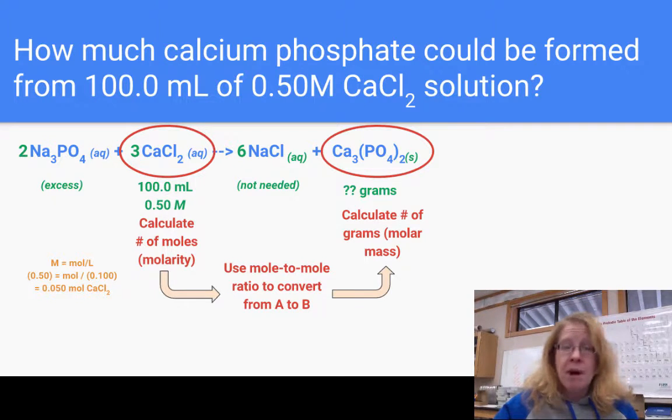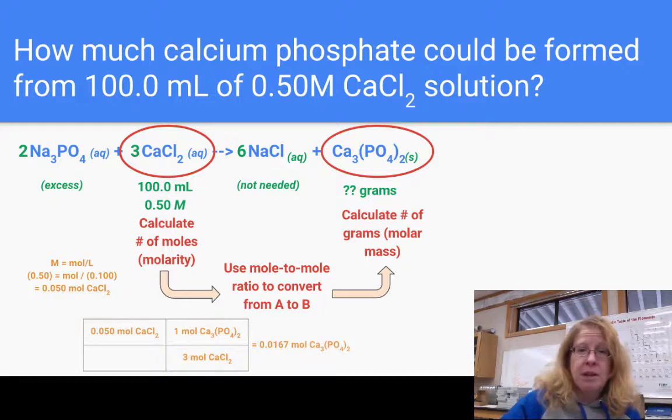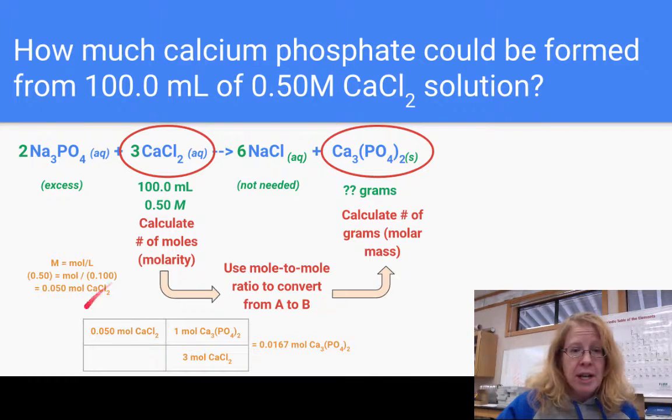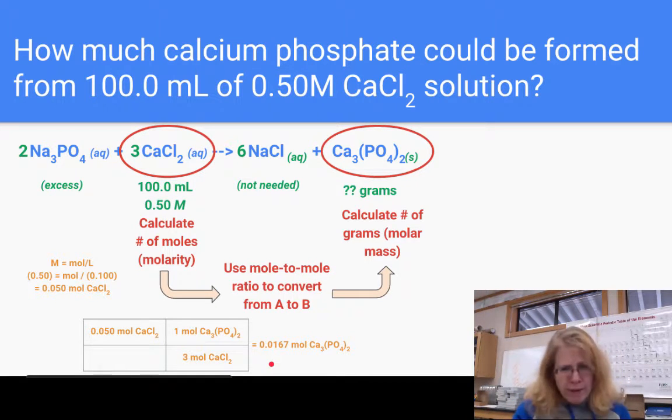Now the next step is to use my mole to mole ratio. So here's my little tiny wonder fraction. I'm starting with 0.050 moles of calcium chloride, and they're in a 3-to-1 ratio, and those numbers again come from the balanced equation. 3 moles of calcium chloride, because that's the coefficient right here, to 1 mole of calcium phosphate over there, and that's what goes up on the top. So that means I could produce from this 0.0167 moles of calcium phosphate. Again, it's multiply across the top, divide by the bottom.